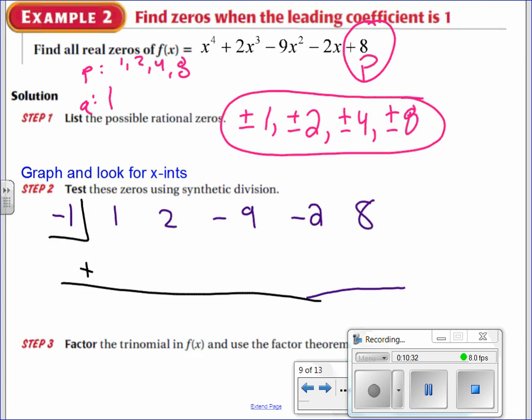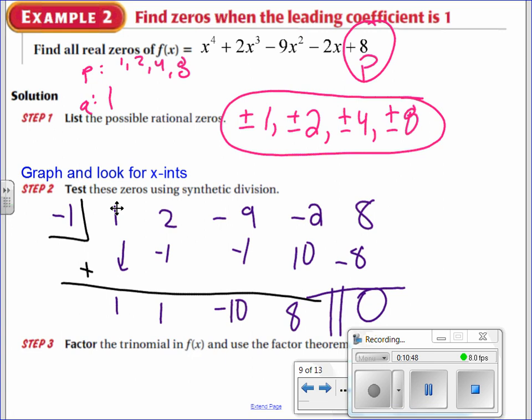Good. All right, so let's drop our 1. Let's do a little multiply. Let's add straight down. Do a little multiply. Add straight down. Do a little multiplying. Add straight down. Do a little multiplying. Yes! Whenever I get a 0 here, I do my little happy dance. Because we just verified that -1 is a solution. Awesome. So I do a big check mark.